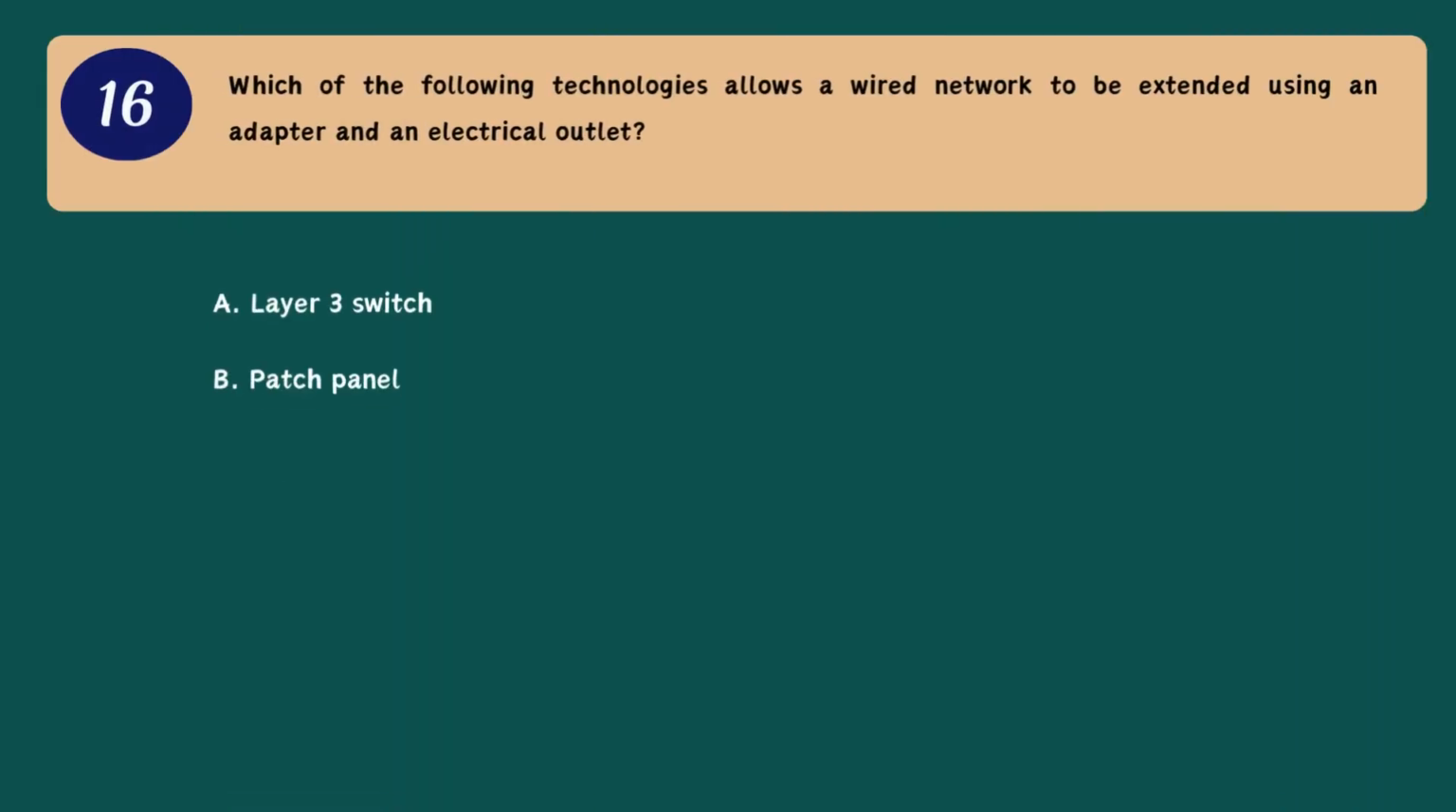Question 16. Which of the following technologies allows a wired network to be extended using an adapter and an electrical outlet? A. Layer 3 switch. B. Patch panel. C. Ethernet over power. D. Repeater.